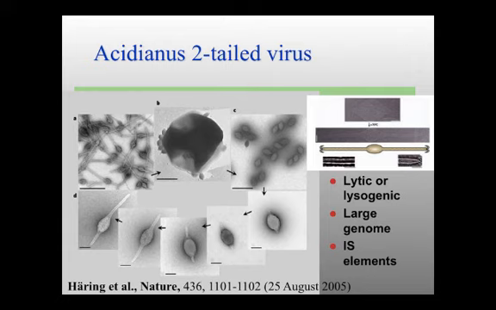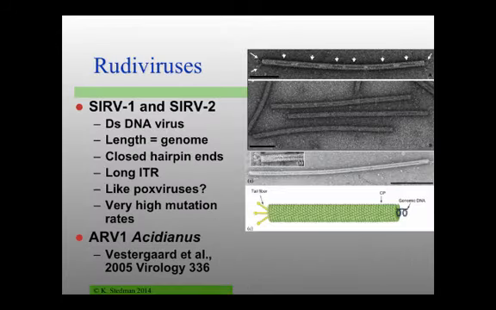These guys can function both lytic or lysogenic, have very large genomes, and also have IS elements, and here's the reference here. Rudiviruses, so I thought that I'd skip this slide because I put it in a slightly different order now. These guys also have these covalently closed hairpin ends, long internal repeat structures.